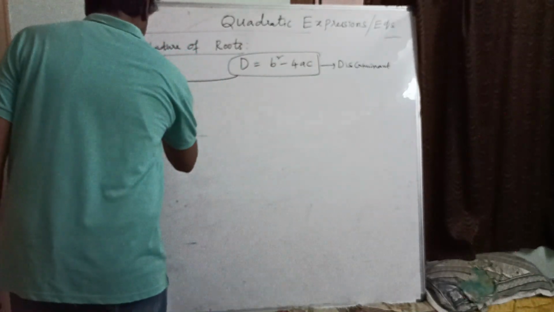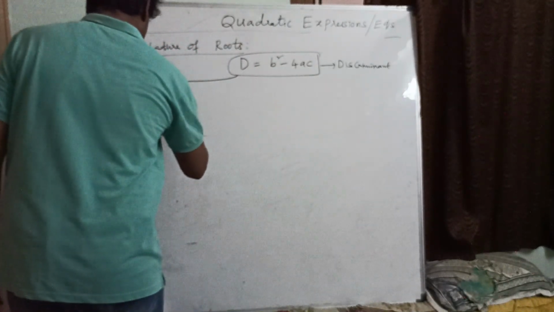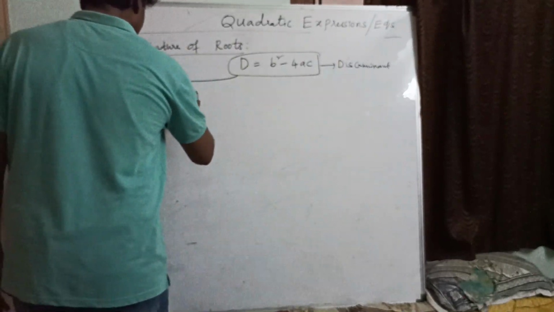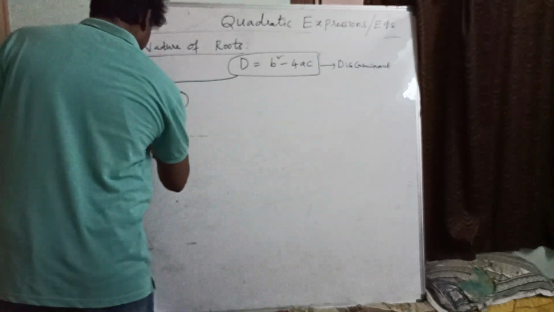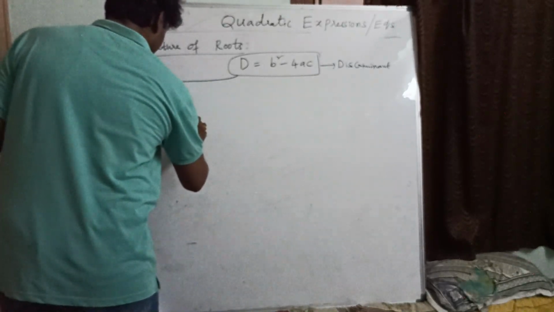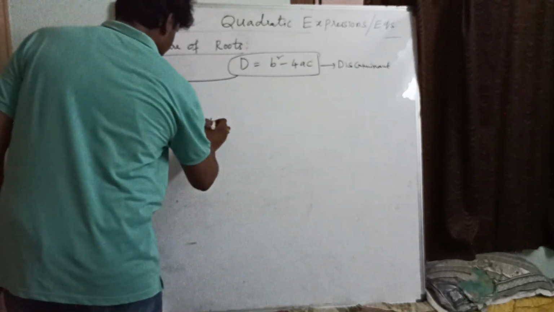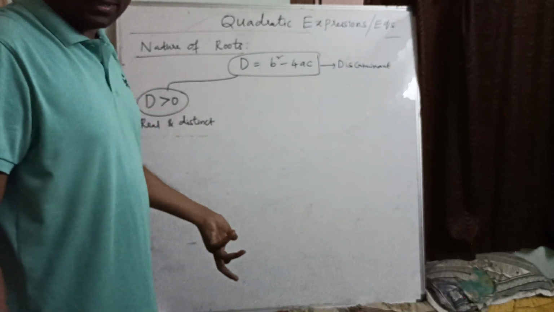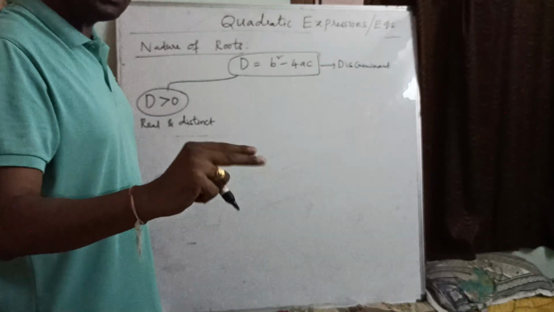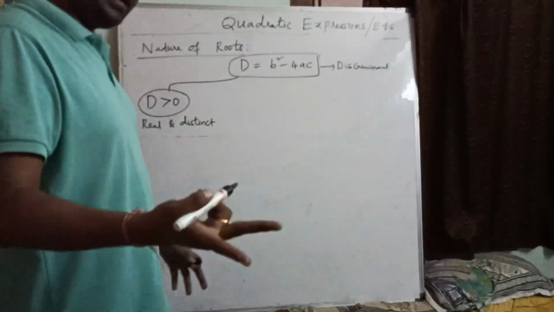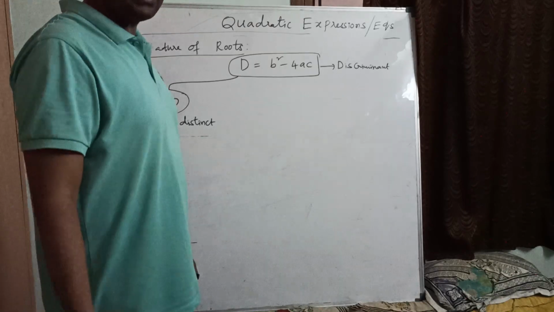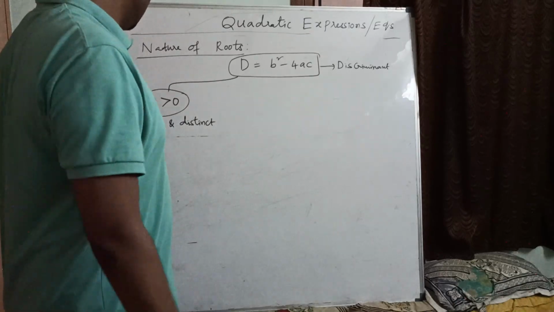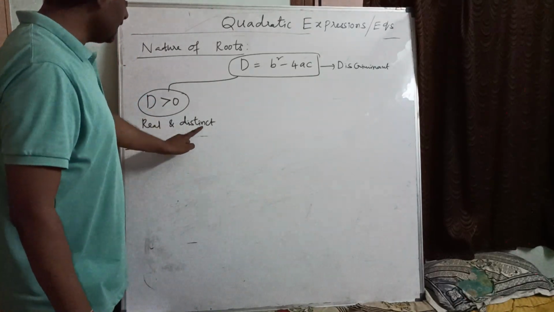So here, D greater than 0. Whenever D is greater than 0, what are the roots? Roots are real and distinct. For example, 2, 3, or 1 by 2, 1 by 4, like that. So two roots we are going to get which are real and different. Real means you may get fractions, integers, rational, irrational, anything. So whenever D is greater than 0, roots are real and distinct.